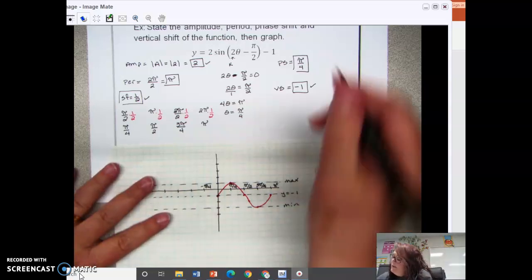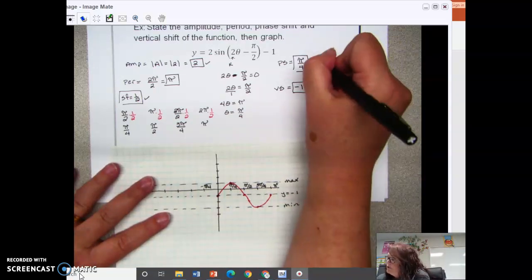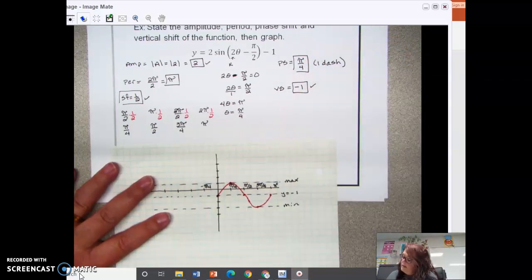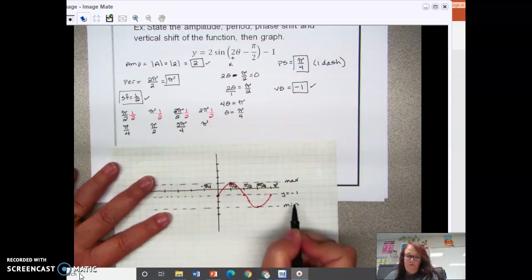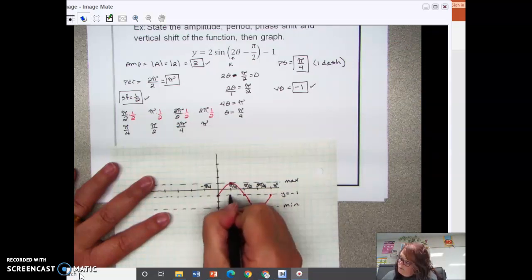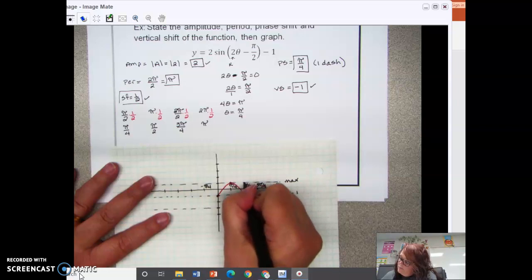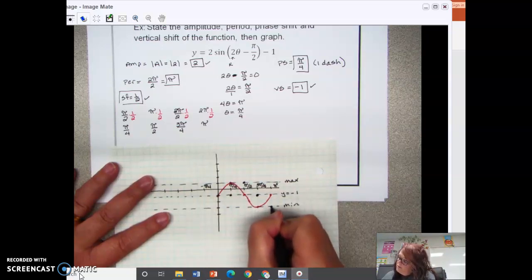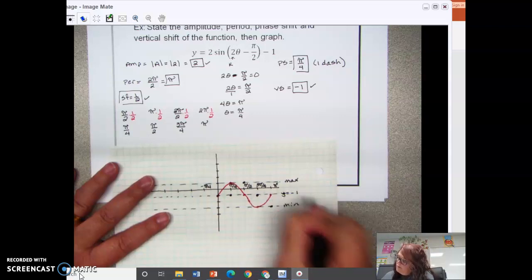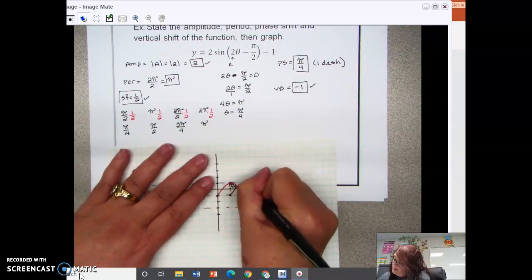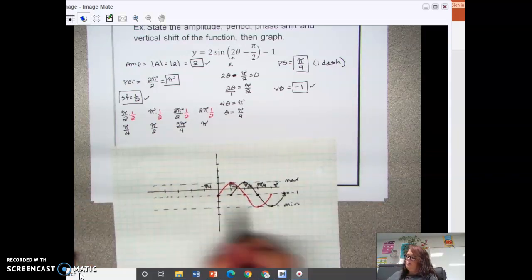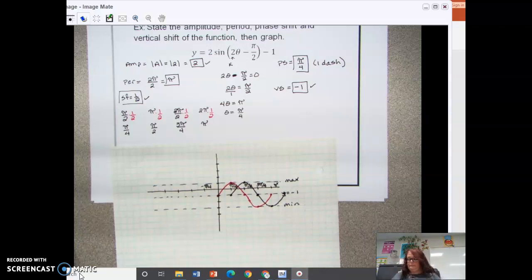And then notice my phase shift is pi over 4. So on my graph, that's going to be 1 dash. So everything on my graph moves to the right 1 dash. So this one moves over pi over 4. This one moves over pi over 4. This one moves over pi over 4. And this one moves over pi over 4. So my final answer would be right here. And again, I could continue that on this way and on this way, but we're just looking at one period of the function.